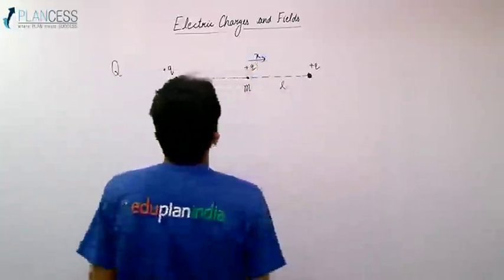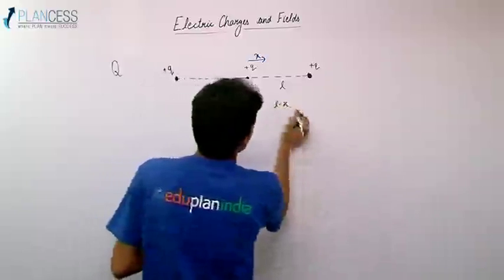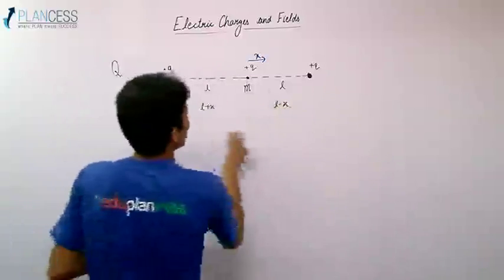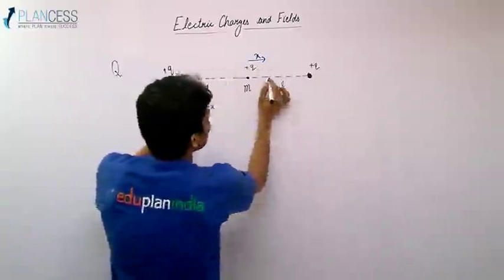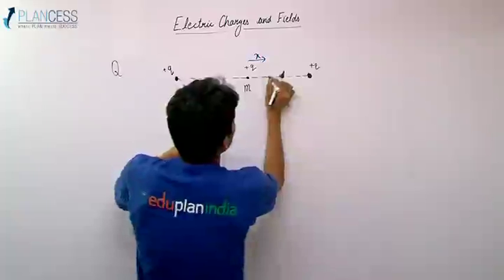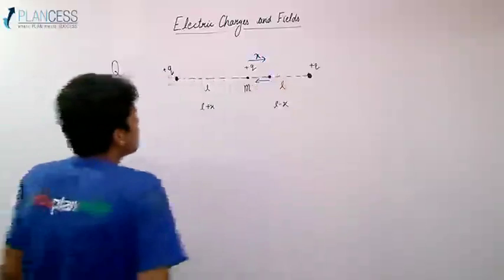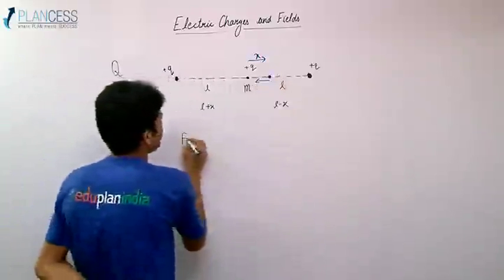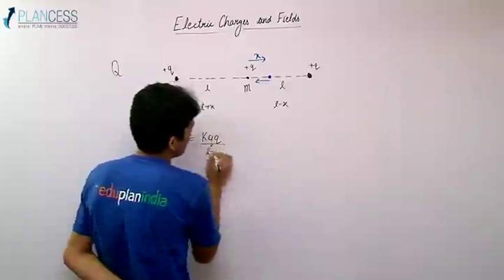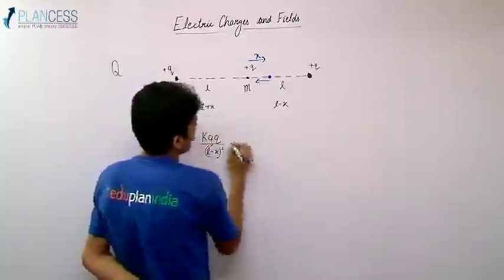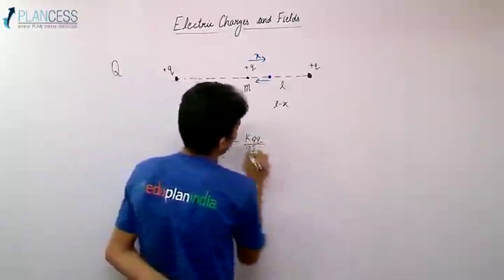So if I shift this by a distance x, the new distances here would be L plus x and L minus x. So the new force that would be acting on this charge, because this would be the new position. Let me draw the new position in blue. So this would be the new position and the total force acting in this direction would be KQQ by (L minus x) whole square minus KQQ by (L plus x) whole square.